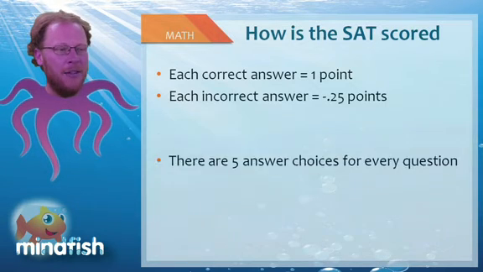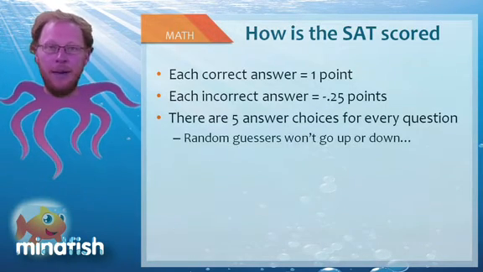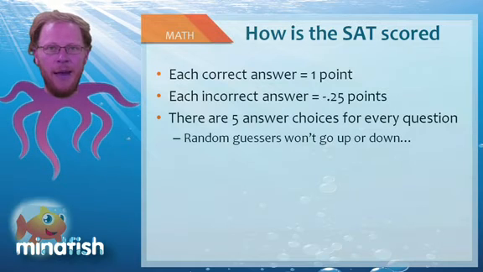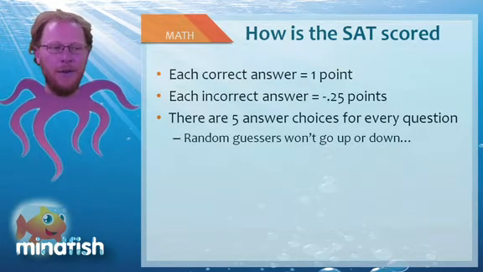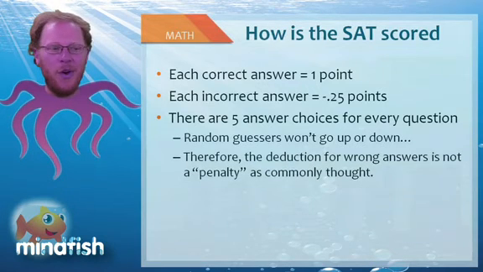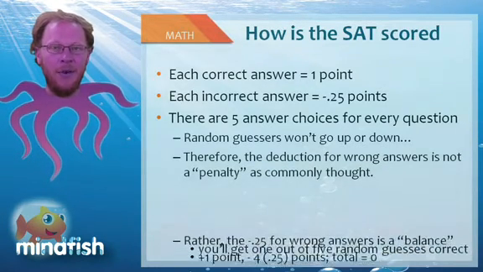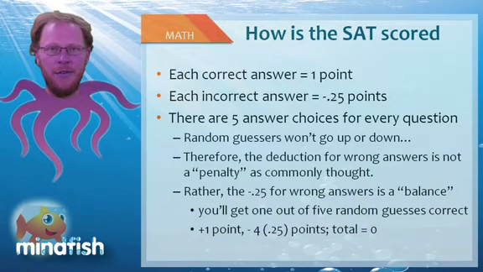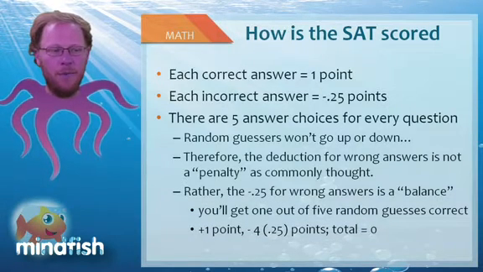There happen to be 5 answer choices for every question. What that means for you is that if you randomly guess throughout the whole test, the mathematics behind the scoring system means your score shouldn't go up or down. Therefore, the deduction for wrong answers is not really a penalty as is commonly thought, but rather a type of balance. Again, if you guess throughout the entire test, it shouldn't increase or decrease your score.